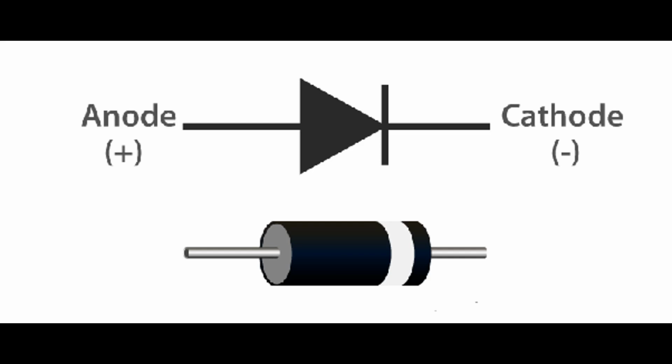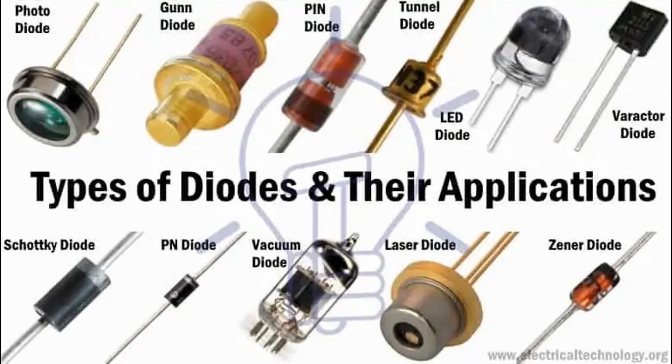Mixer circuits. Diodes are often employed in mixer circuits used in radio frequency, RF, and intermediate frequency, IF, stages of radio receivers. These circuits combine two signals to generate a signal with both sum and difference frequencies. Mixer circuits are essential for tuning and demodulating RF signals.